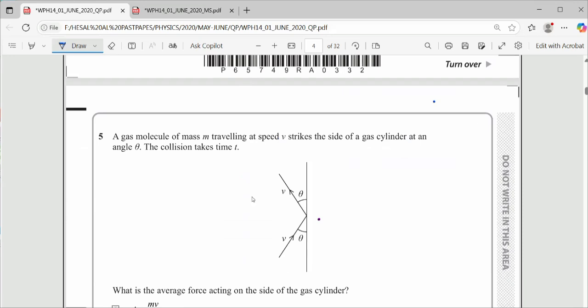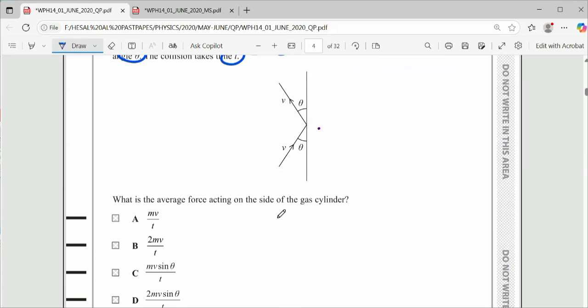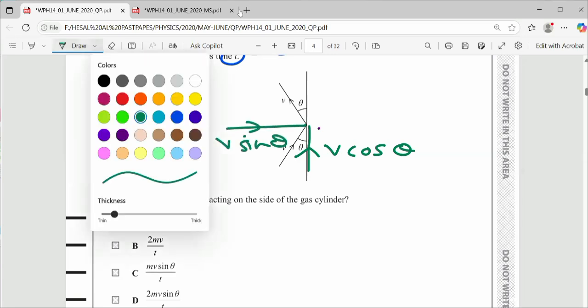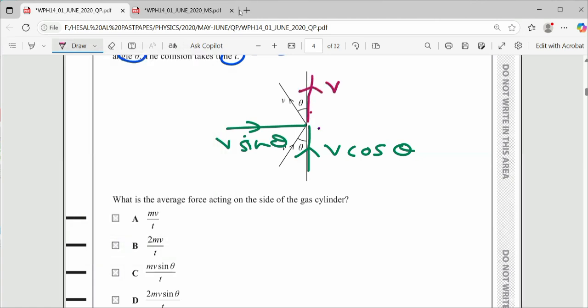A gas molecule of mass m traveling at speed v strikes the side of a gas cylinder at an angle theta. The collision takes time t. What will happen in here? First of all, we are resolving the vectors. So here, v cos theta, here v sin theta. For the bouncing ones, v cos theta, and here in the opposite direction, v sin theta.